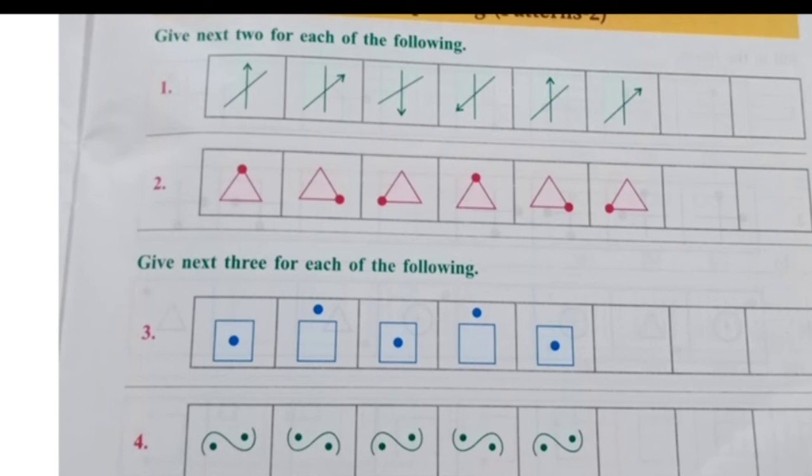Now see, first square, in that square a dot is in the square. Okay. Second one, square and dot is upside. Third picture, square, dot is in the square. Again fourth picture, square, dot is upside. Next picture, square, dot is inside.